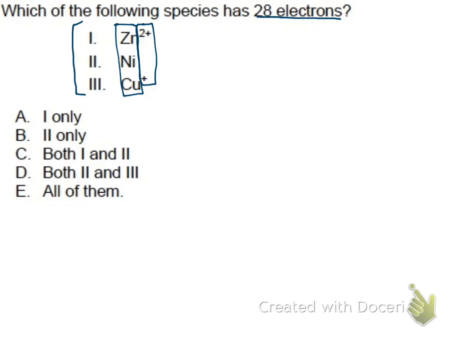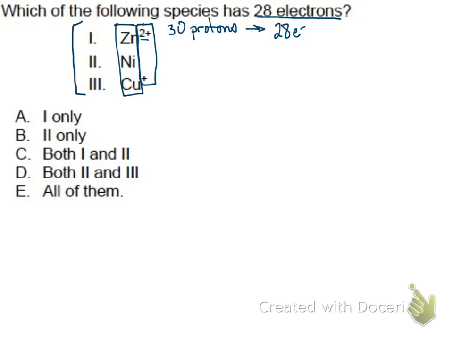How to solve this problem? Let's start with answer choice 1. Zinc is element number 30, which means that there are 30 protons. We also know that this particular species has a charge of +2. What that means is that it's missing 2 electrons, or that there are 2 fewer electrons than protons, which then means that we have 28 electrons. Alright, so there's one answer choice that's correct.